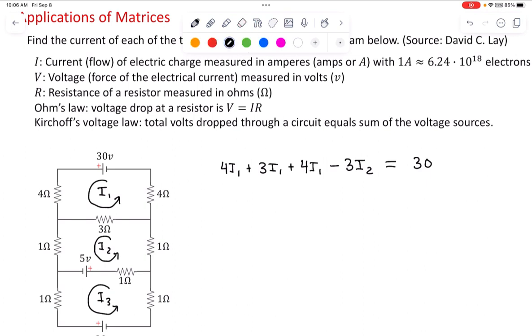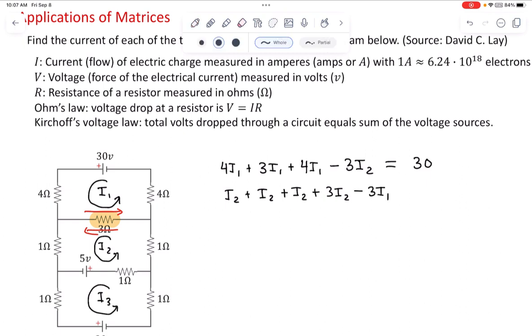Now let's look at the middle circuit. In the middle circuit, we have 1, 2, 3, 4 resistors as we go counterclockwise through there. So that's going to be, we have 1 ohm times I2, plus 1 ohm times I2, plus another ohm times I2, and then plus 3 ohms times I2. 2 of these resistors also involve 2 other circuits. So let's focus on that top one first. I2 flows this way through that resistor, but I1 flows the opposite direction through that resistor. So we need to remove 3 ohms times I1 to account for that.